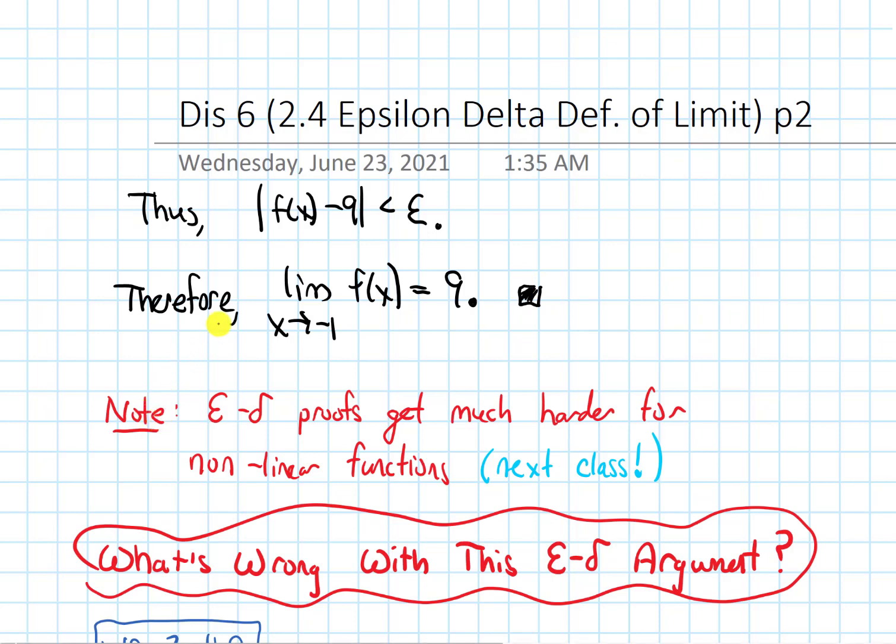And I want to end this video by noting that this was an example of an epsilon delta proof. And my function was linear. And I would say these ones are not bad. But epsilon delta proofs get much harder for non-linear functions. In our next class, we'll do an example with a quadratic function. And it'll be harder.